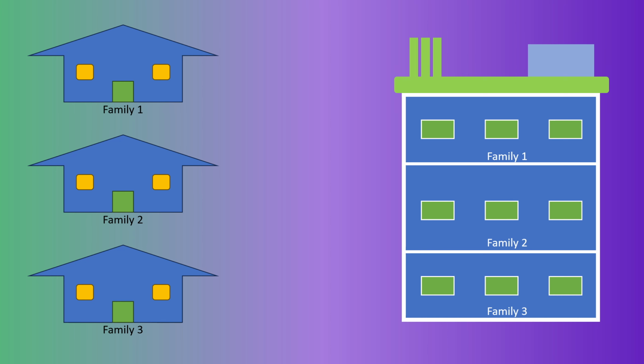Think of it this way. A virtual machine is like having an entire house for every family. Docker containers are like apartments in the same building, sharing common infrastructure while remaining separate.